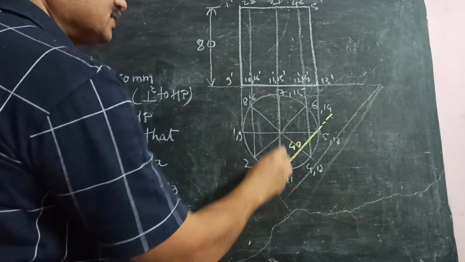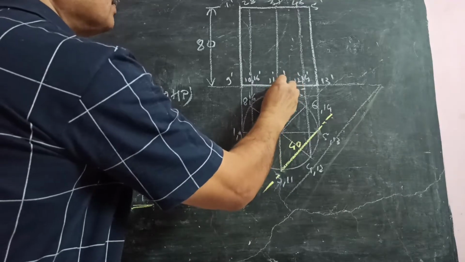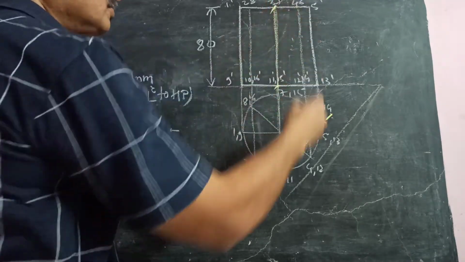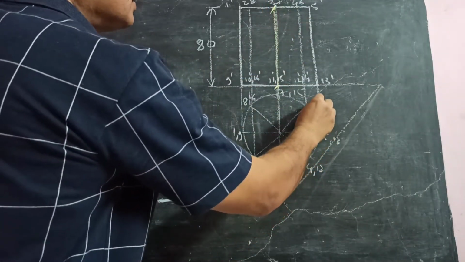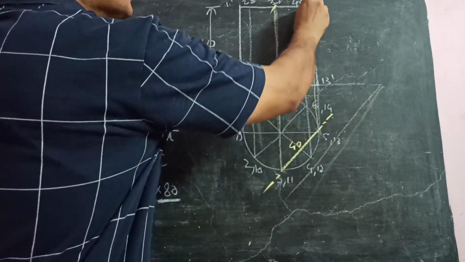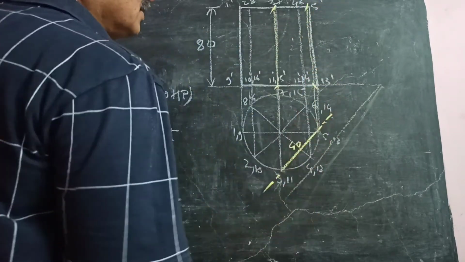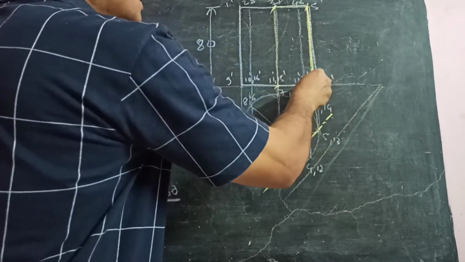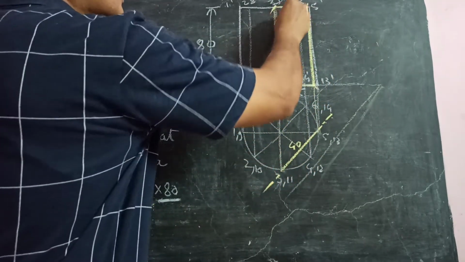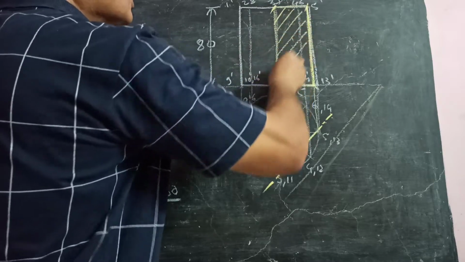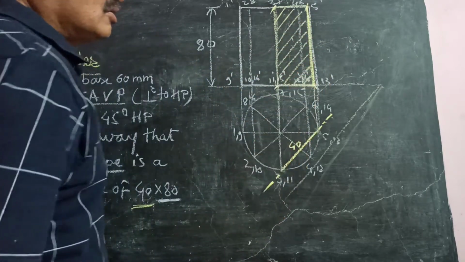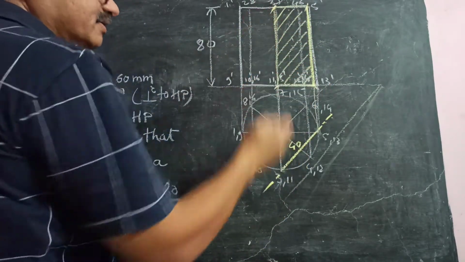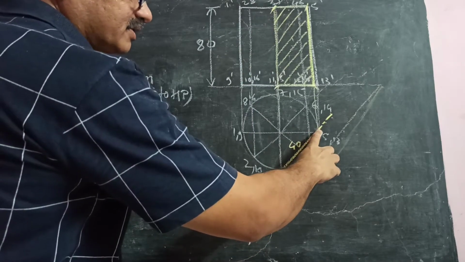So here the base is cut. There are two bases, 1 and 2. Here also the base is cut. So there are again two bases, this one and this one. So this is the sectional front view. It has got 80 as height and this length is 40.